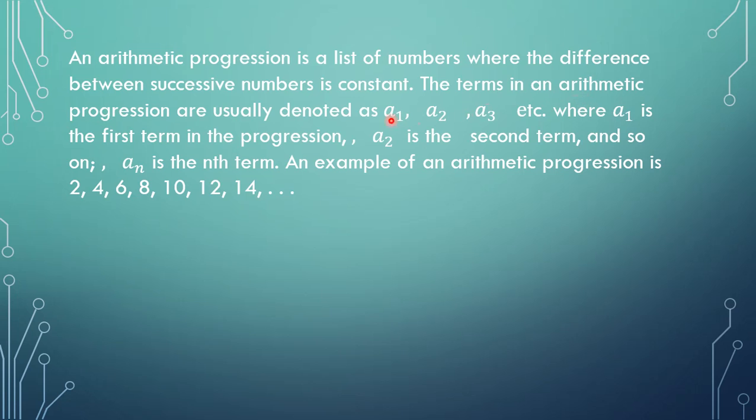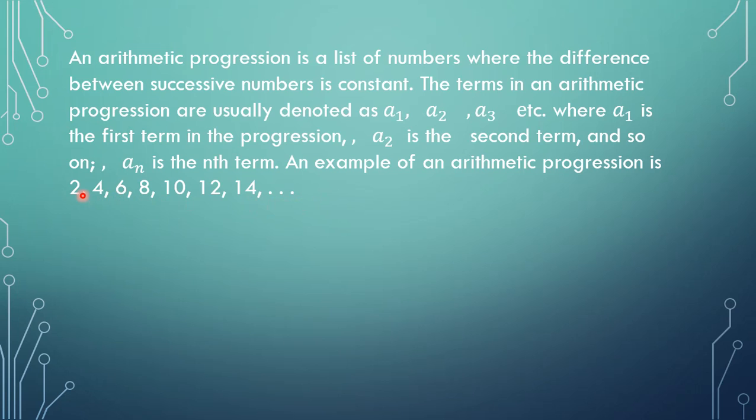The terms in an arithmetic progression are usually denoted by A1, A2, A3 and so on, where A1 is the first term, A2 is the second term, A3 is the third term and the last term An is the nth term. For example, we can take 2, 4, 6, 8, 10, 12, 14 and so on.